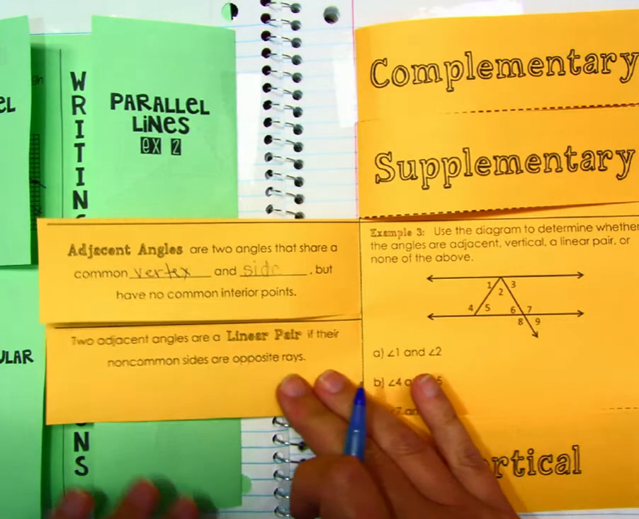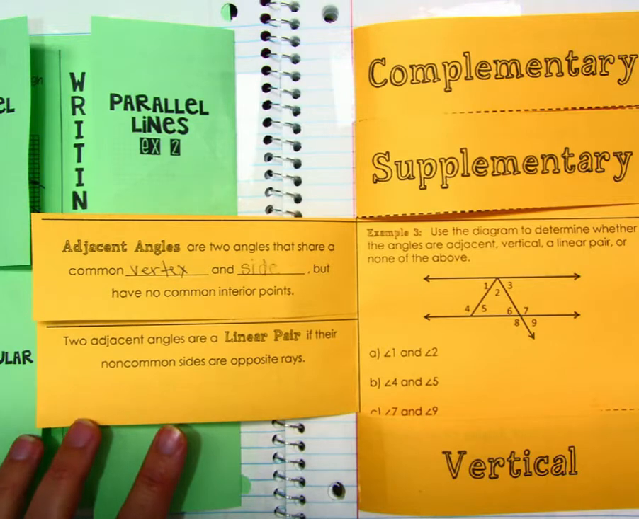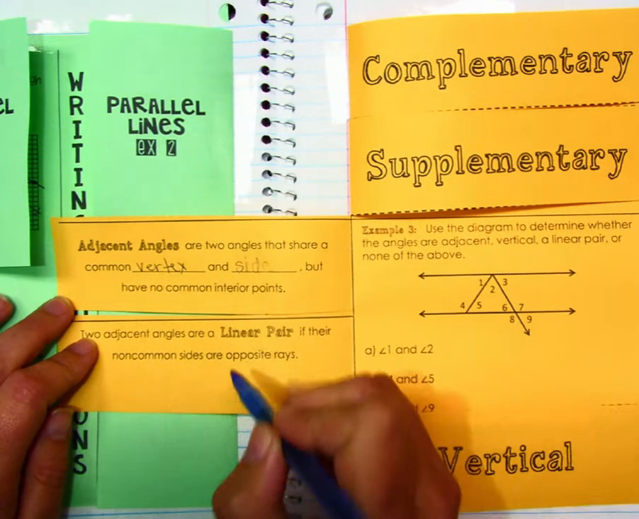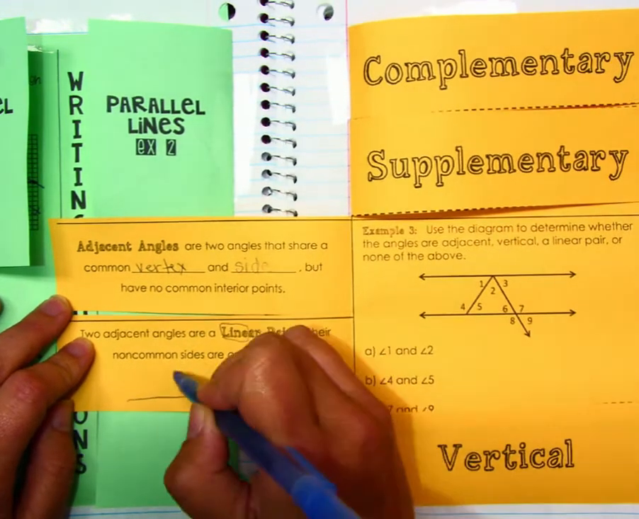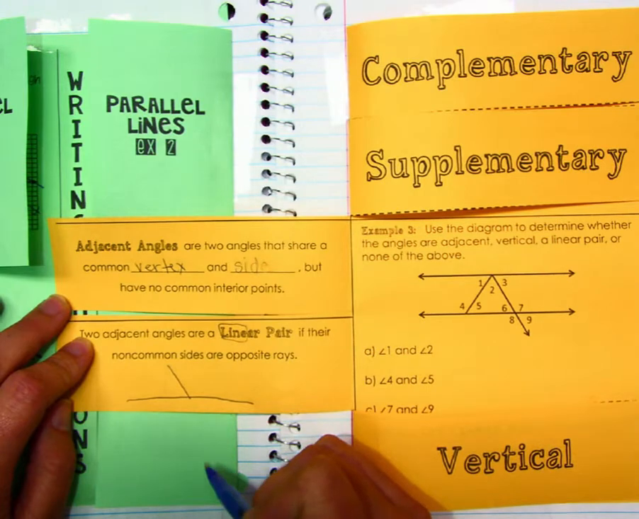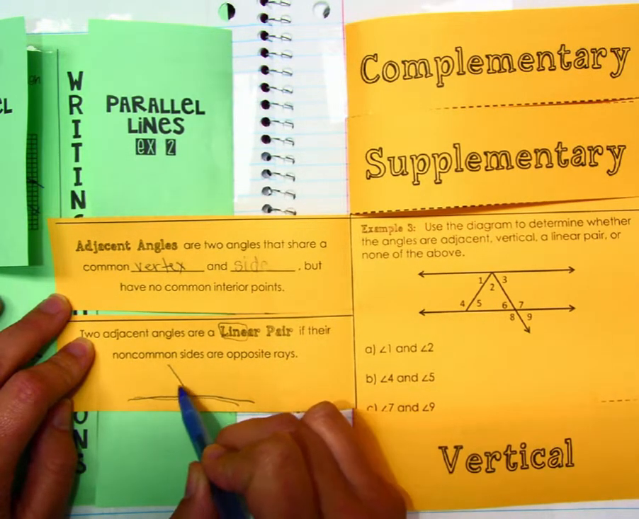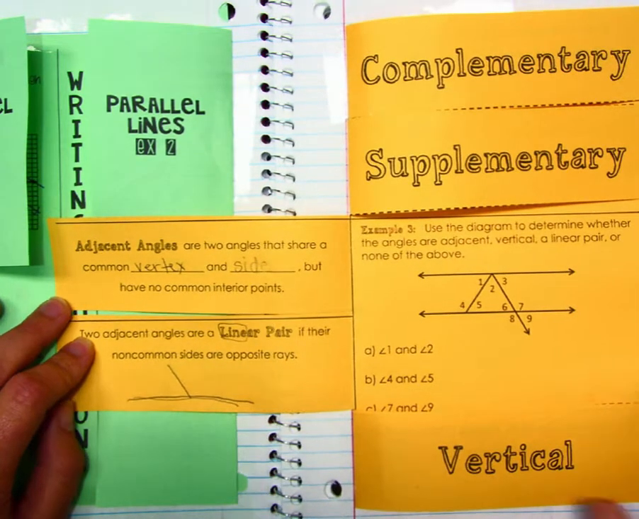Next one is linear pair. Two adjacent angles are a linear pair if their non-common sides are opposite rays. Linear makes me think of the word line. It's kind of hidden in here. Two angles that are adjacent will form a straight line. So these two angles are adjacent. They're touching each other. They're next to each other. They share a side. And they form a straight line, so they would be a linear pair.